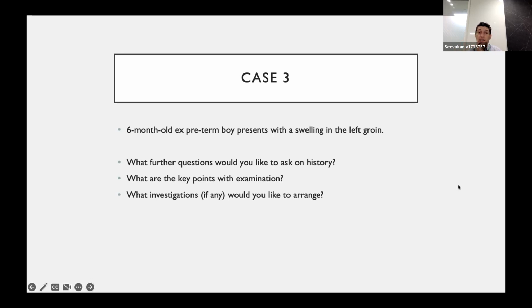Any other examination points? Would you add about whether you can reduce it or not? Yes, that is the most important thing, once you've established that you think this is the hernia. Reducibility is the most important thing, because as soon as you can reduce a hernia, you've turned an emergency into something that's not an emergency anymore, right?